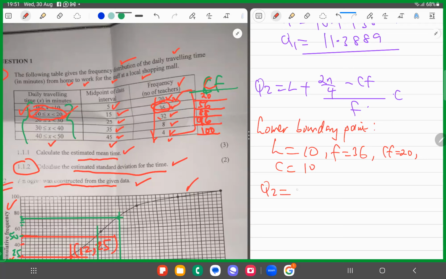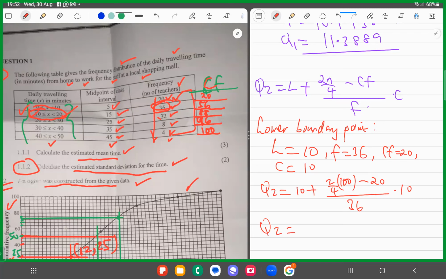So Q2 is L, which is 10, plus 2 over 4 into N, which is 100, minus CF. The preceding CF is 20. Then we divide everything by the frequency, 36, and multiply by 10. These formulas you might have never seen, but just take note of them and learn them. They really give you very accurate readings for grouped data calculations.